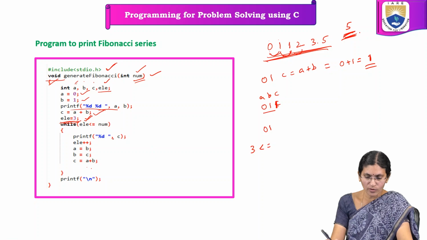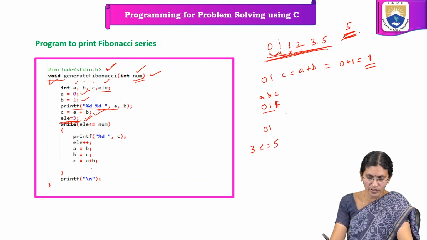So 3 is less than or equal to 5. This condition is true. So it will print the C value, which we have already calculated. So 0, 1, now C value is equal to 1. So that will be printed. Next, ELE is incremented by 1. So ELE is equal to 4 now.